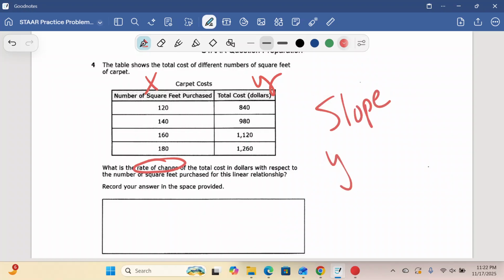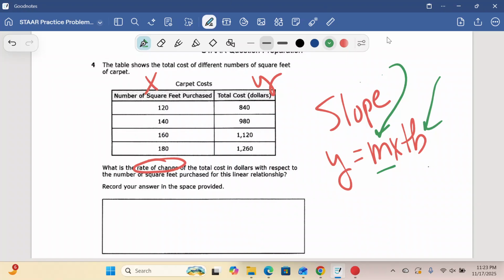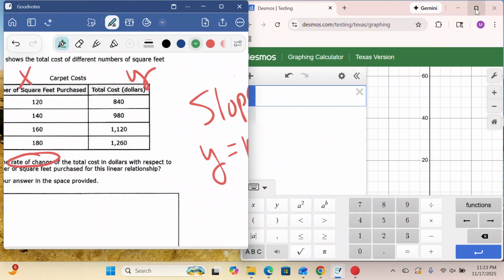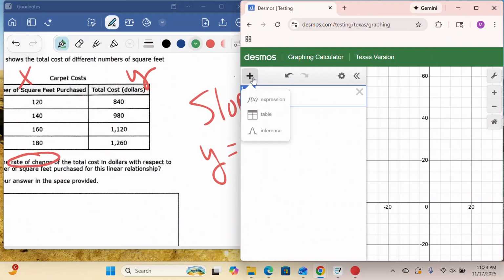And do remember that y equals mx plus b is what Desmos will pop out. Remember, the number next to the letter is your rate of change or your slope, and this is your y-intercept. So all we're going to do is put it into Desmos and let Desmos do the work for us. So I'm going to go ahead and input the table into Desmos.